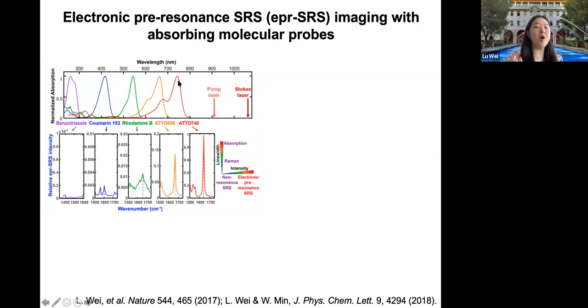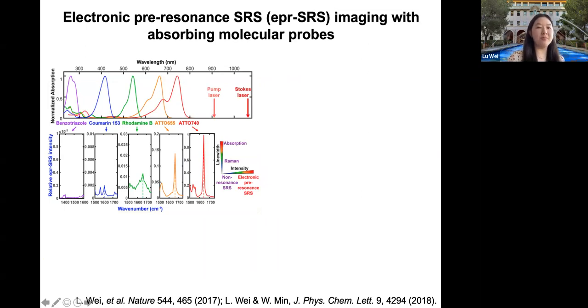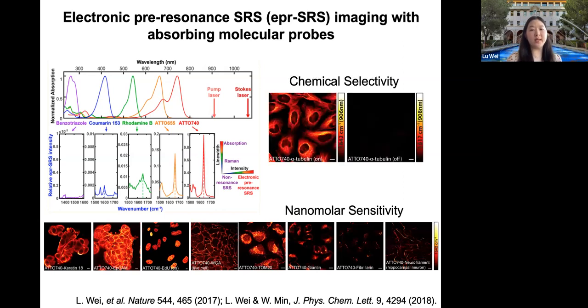And by only bringing them close together, but not exactly exciting the absorption peak, that's why it's called pre-resonance, not resonance as in fluorescence excitation. We're only benefiting from the high signal enhancement from resonance Raman, but not really exciting the molecular transitions. So we're still good on photobleaching. By utilizing an electronic pre-resonance SRS effect, we can now achieve nanomolar sensitivity.